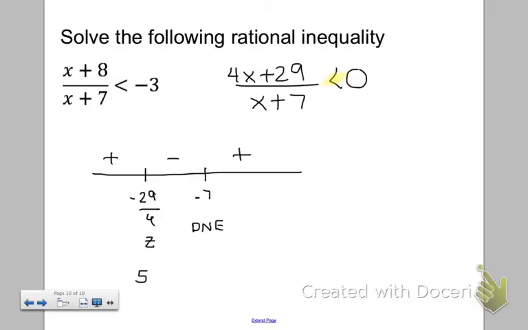In this case, step 5, our final answer, is going to give us an answer of negative 29 fourths to negative 7. Now note that both of these get parentheses. Both of these get parentheses because we're talking about less than 0. So it's not included, so we use those parentheses. Okay. Alright, that's it. That's the very end of our notes for this year.